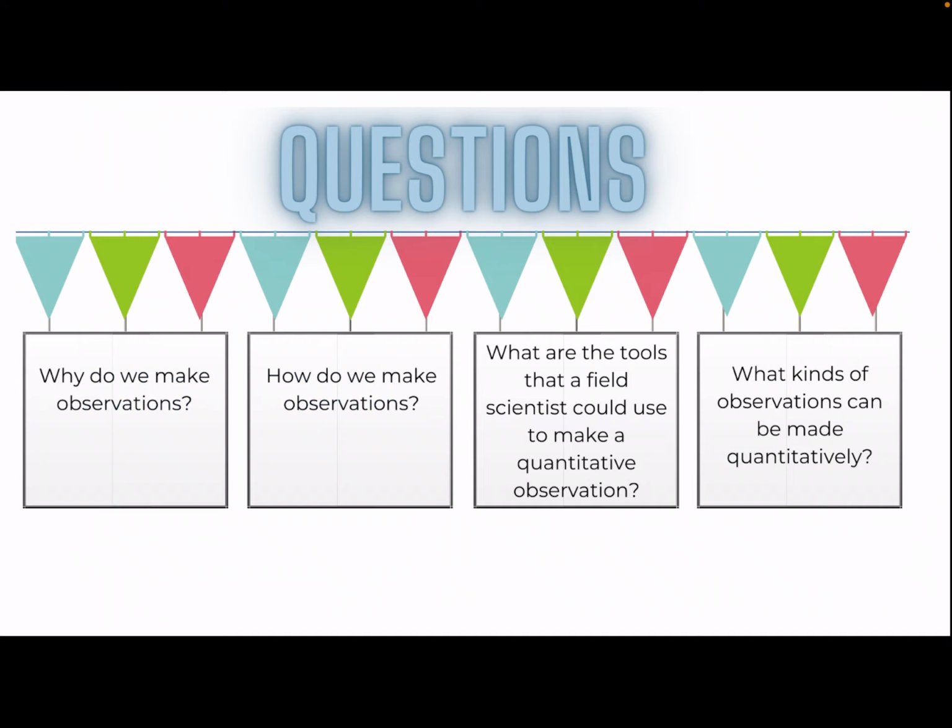Now that you have all finished your vocabulary match, we are going to get into our 4 main questions for this lesson. Our first one, why do we make observations? How do we make observations? What are the tools that a field scientist could use to make a quantitative observation? What kinds of observations can be made quantitatively?